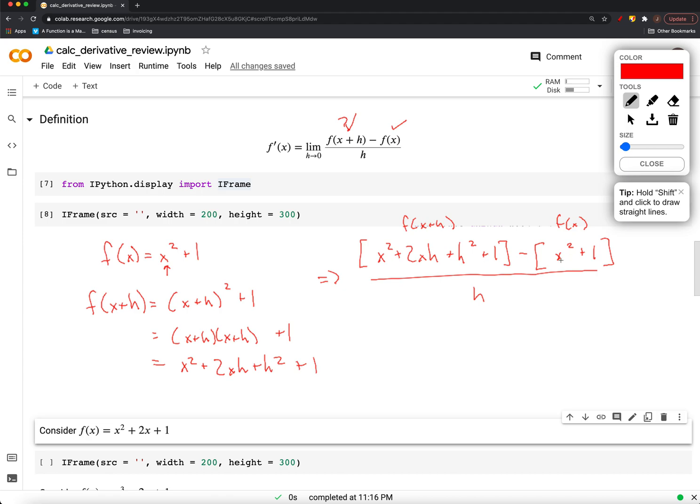And then we can just simplify things. We see we have x squared minus x squared, so these will go away. We've got 1 minus 1, and we're left with 2xh plus h squared all over h. There's an h in both terms in the numerator. Factor that out. We've got h times 2x plus h all divided by h. These h's cancel. We've got 2x plus h, and finally, we've got this bit of our definition handled and cleaned up.